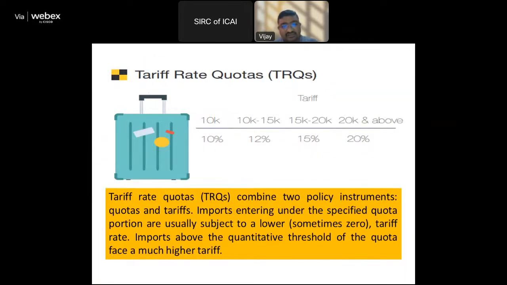Tariff rate quotas: sir, up to 10K it is 10%, 10K to 15K it is 12%. Like that, based on the quantum of goods imported, the tariff will change. So if you are importing more goods, then the rate of duty will increase.